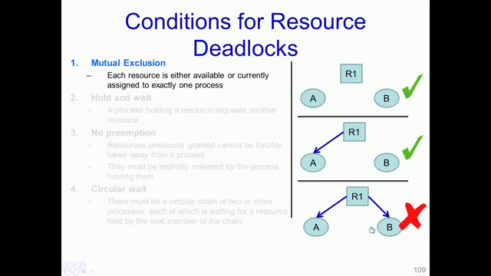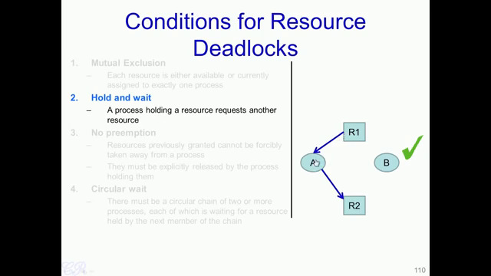The next condition for a deadlock is hold and wait, that is, a process holding a resource can request another resource. For example, in this case the resource R1 is held by process A, and while having R1, A is also requesting another resource R2. So, it is essentially holding R1 and waiting for R2.